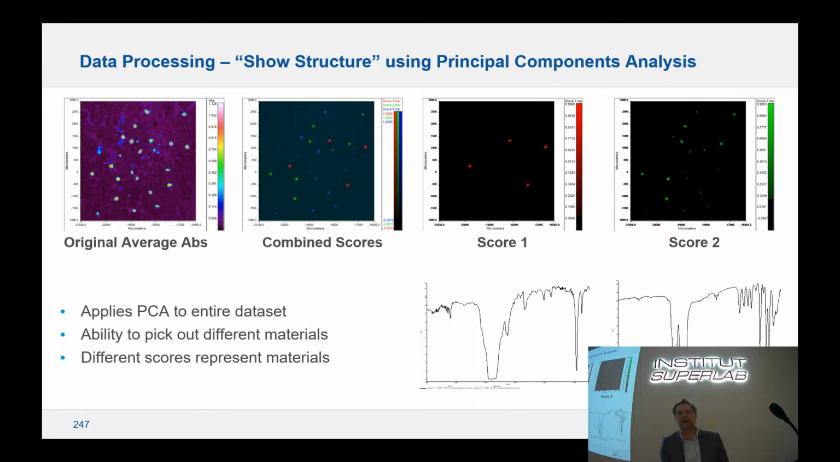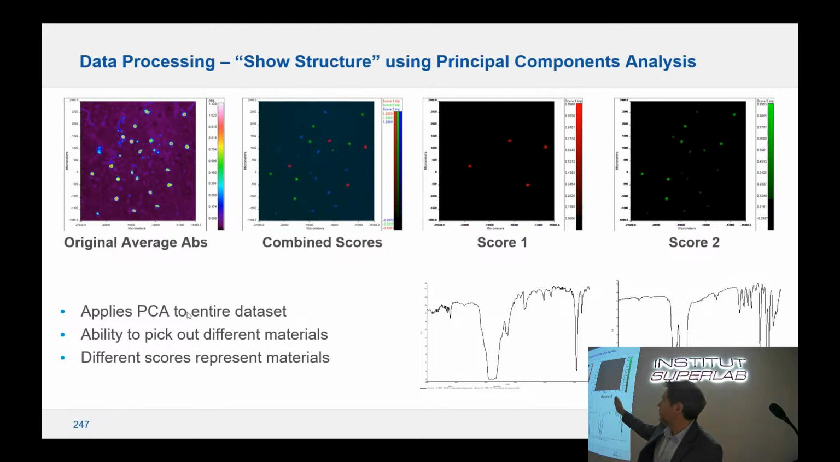And then what we can do is a mathematical technique called PCA, or principal component analysis. On the left, you see the average absorbance. So you can see where the particles are, but obviously you don't know what they are. You can also tell that they're different. If you then do PCA analysis, you can break it down and work out which ones are polypropylene, polyethylene, polystyrene, whatever polymer is present there.